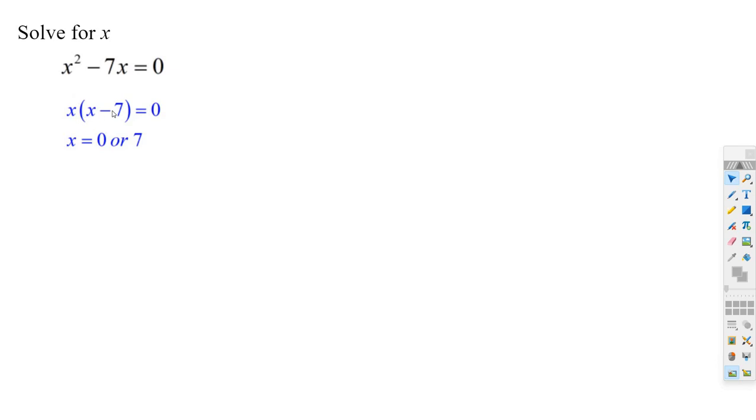X times x is x squared. X times minus 7 is minus 7x. Well, now we can see what's going to make this equation 0. Well, 0 times anything is 0, so x is 0. And 7 minus 7 is 0, so 7 times 7 minus 7 would be 0 as well. So these are your two solutions. So that's how to get a good start.